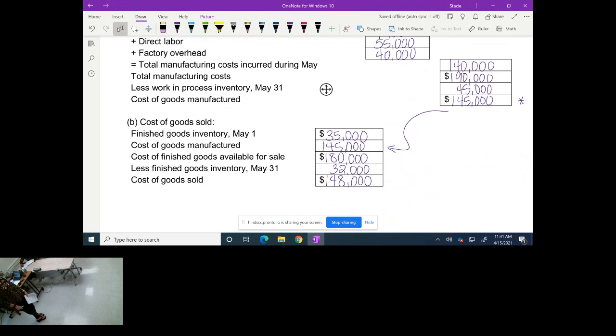And then to figure cost of goods sold, you start with your finished goods inventory at the first of the month, add the manufacturing costs in there, and that's going to give you finished goods available for sale. Subtract out your ending inventory, and that'll tell you what you've got left. That's cost of goods sold.